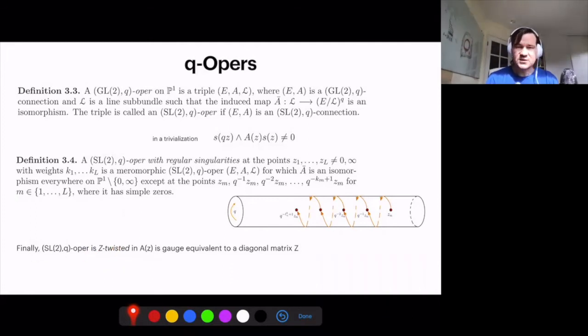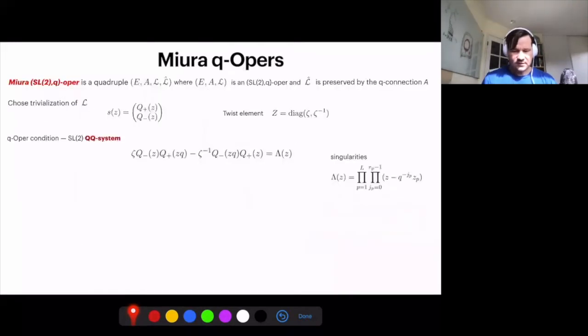We say that this oper is z-twisted if the q connection matrix is gauge equivalent to a diagonal matrix with one eigenvalue, say z. Right. One more thing that we need to do, it's still not enough. We need to introduce what is known as Mura structure. Before we had a q-Oper, which is a triple, and now we need to add another subbundle L hat, which is preserved by the q connection. If you think of the q connection as a matrix, it will have this invariant subspace. It will have 0 below the diagonal, right?